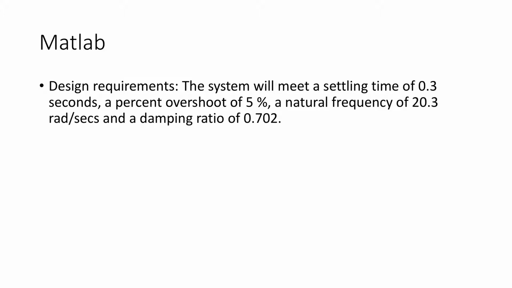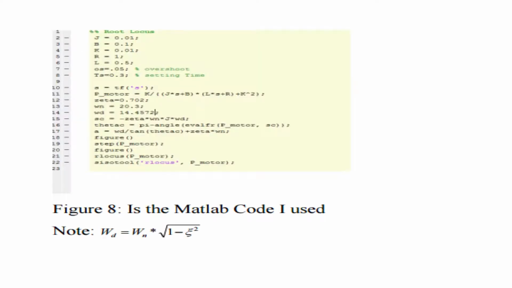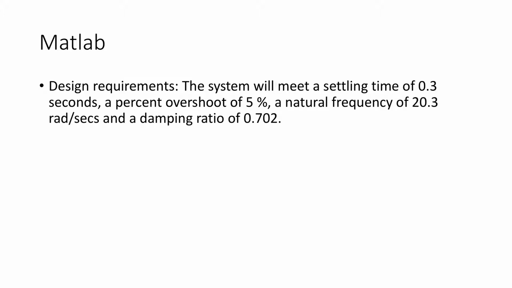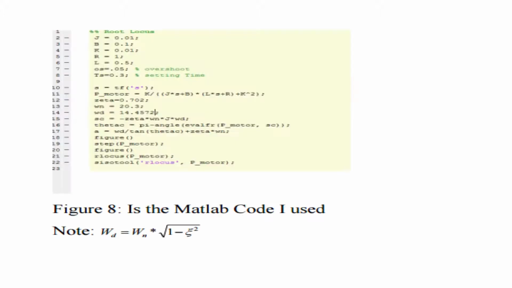So how did I start constructing MATLAB? First of all, I need to set my parameters. The parameters you can see on your screen are from the internet, because I didn't know how to set my parameters. It told me it needs a settling time of 0.3 seconds, a percentage overshoot of 5%, a natural frequency of 2.3 radians per second, and a damping ratio of 0.702.